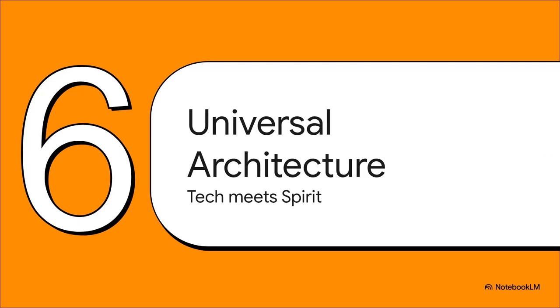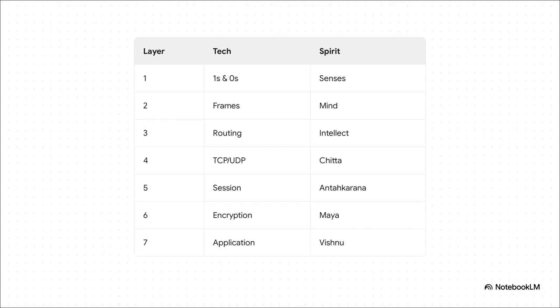And finally, Section 6, the Universal Architecture. Let's step back and look at the cheat sheet, which beautifully summarizes our journey. Think about it. From the physical hardware of our five senses, gathering raw data, framed by our mind, routed by our intellect, powered by the transport protocols of our deep desires, maintained by the session of our ego, encrypted by the cosmic illusion of Maya, all serving the ultimate application, Vishnu's dream. It essentially proves that the rigid, logical architecture of the internet perfectly mirrors the ancient Vedantic architecture of human consciousness.